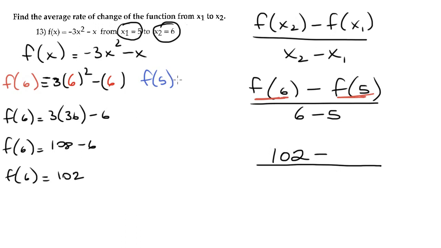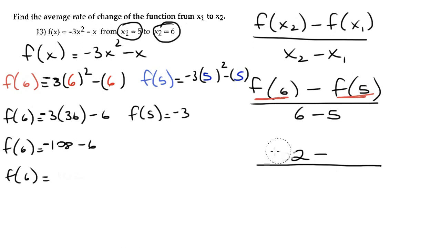F of 5, everywhere I see an x, I replace that with 5. So f of 5 is negative. Ooh, I did something crazy here, didn't I? I forgot that negative. See, because it's the way I wrote it, you've got to be careful. So this is negative 108 minus 6. Let's fix that. And I'm going to have to fix this as a result. So this should be negative 114. Thanks for letting me know.